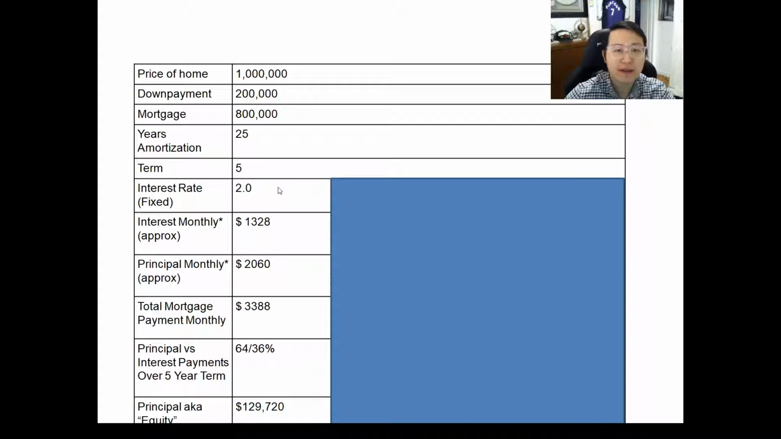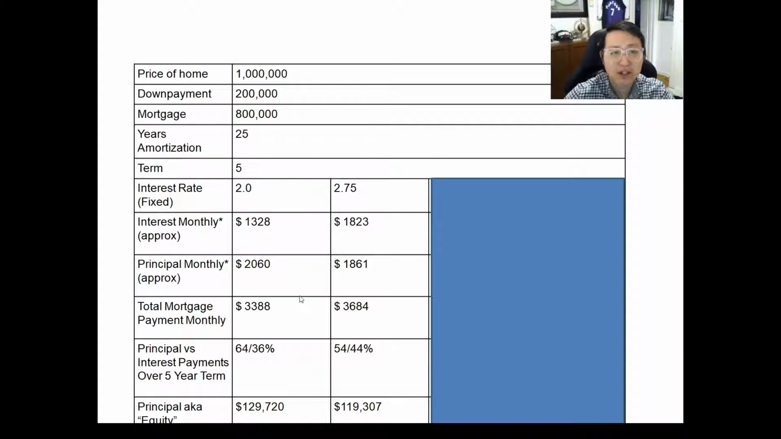So you can see that with low interest rates, why people like to borrow more money, because simply put, you put a lot of money into the principal as opposed to the interest over a 5-year term. Now, let's go into an interest rate of 2.75%. Mortgage interest rate payment is approximately $1,800. Principal is approximately $1,800. The total monthly mortgage payment is $3,684.